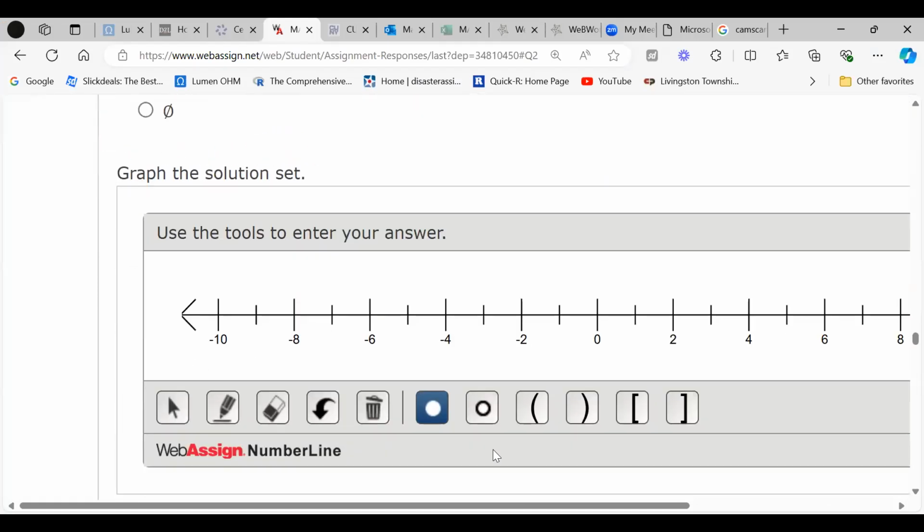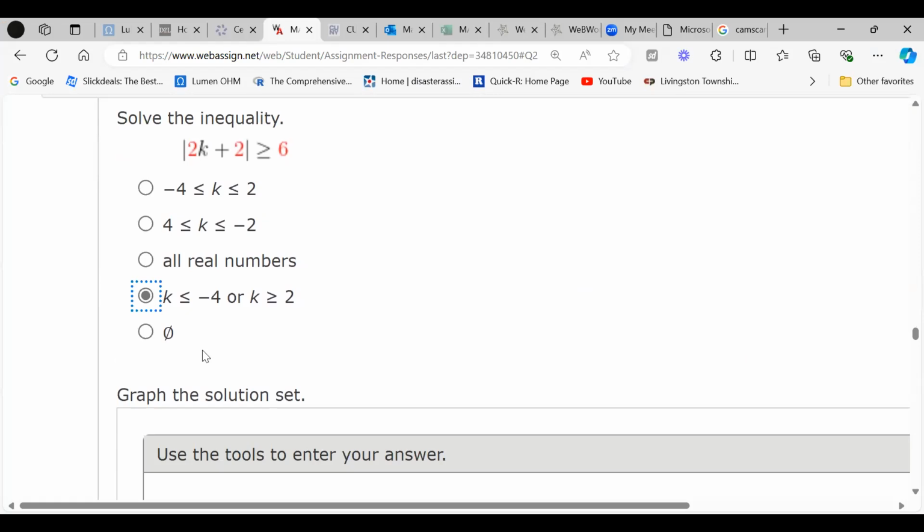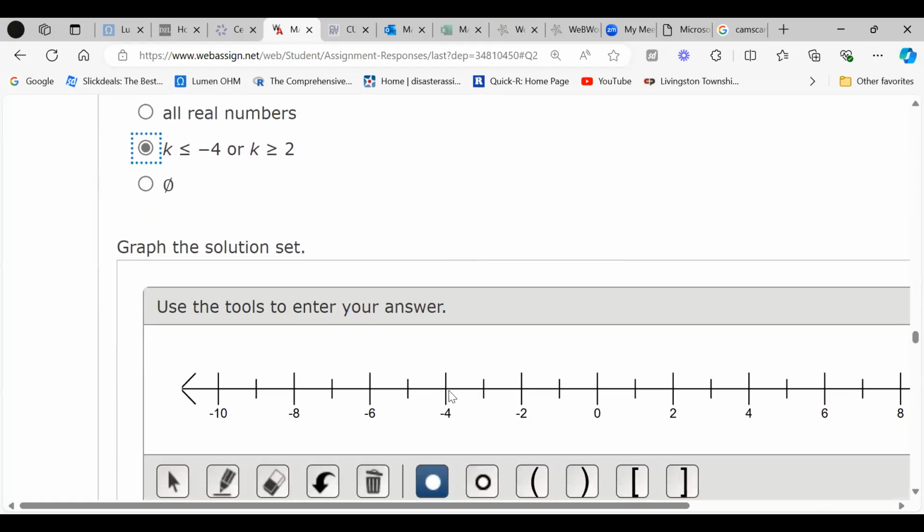And then you need to know how to graph this. So k less than or equal to negative 4: negative 4 is here. That's an equal sign, so we use the solid point. Here we do this. Do this.